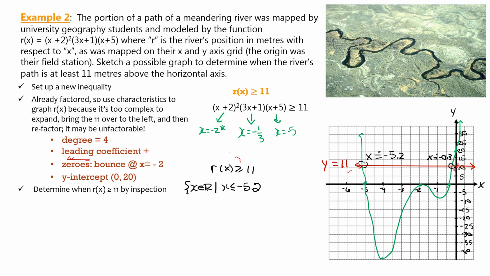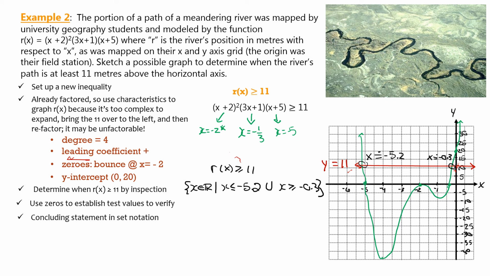So I'll use my union symbol and union with all of the x values that are greater than or equal to negative 0.3. So that's the set notation. And we already talked about test values where you can sub them in to check. So you could sub in some more values if you wanted to check here. And then concluding statement in set notation, I've already done that.